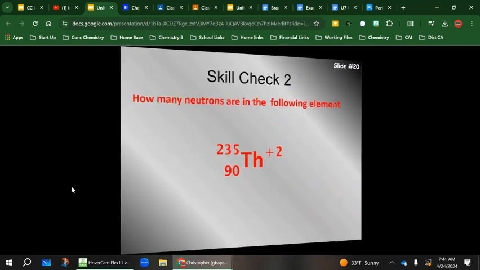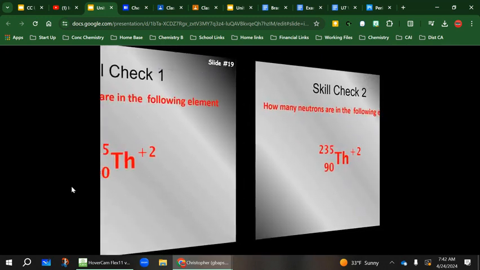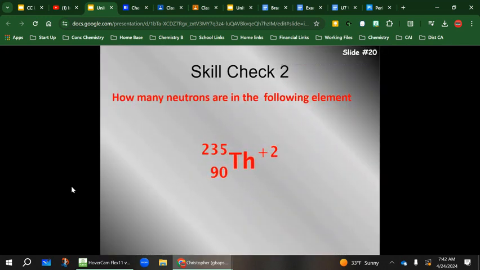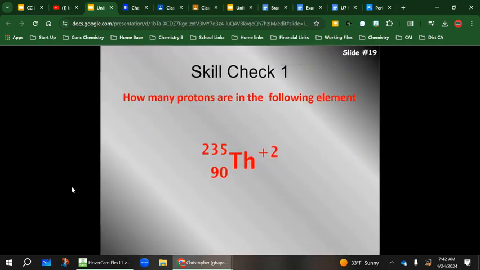By the way, the correct answer there was 145. The 235 minus the 90, did I say 245 just now or 145? Sorry, 145. 145 by subtracting these two numbers in front, that will give you the number of neutrons. Okay? Now, here's what I will tell you. I've taken out, oh, sorry. I went back one and I went back too far.